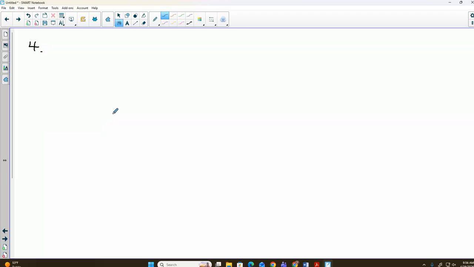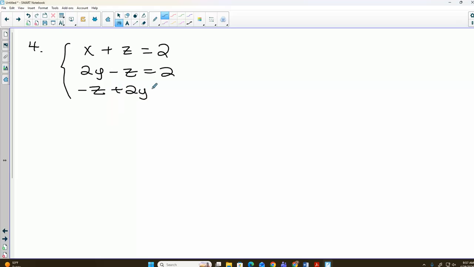Question number 4. So we have a system. This one was harder, almost because I didn't give you every variable in each equation. So the first one we had x plus z equals 2. The next one, 2y minus z equals 2. And then negative z plus 2y equals -4.